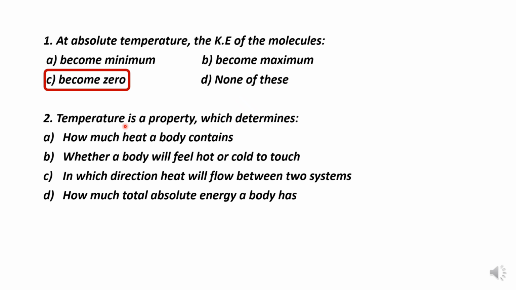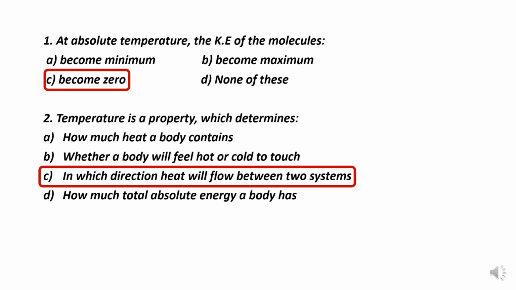MCQ number 2. Temperature is a property which determines how much heat a body contains, whether a body will feel hot or cold to touch, in which direction heat will flow between two systems, or how much total absolute energy a body has. So the correct option is option C.